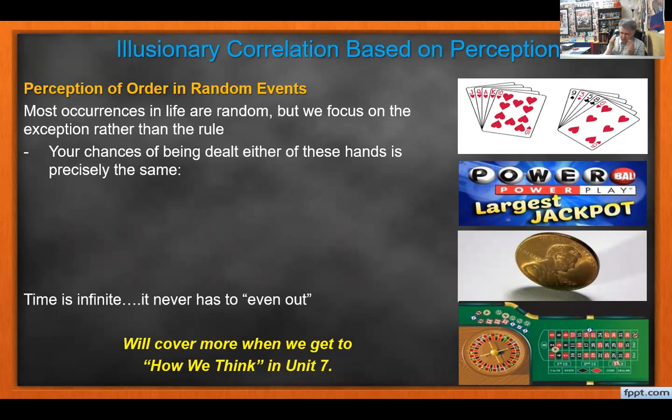And we also have this delusion, this idea that the world is fair. The world is not fair. Time is infinite. It never has to even out. The world is not fair. Look at the size of my head. The world is not fair. Some people were born winners of the genetic lottery and were born beautiful and are going to have advantages in life. And some of us had to develop a sense of humor in order to get attention, whatever the case may be. So we think that the world is fair and it's going to even out, and that's not true.